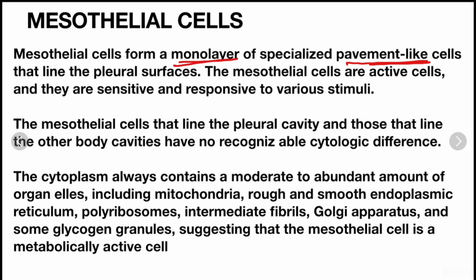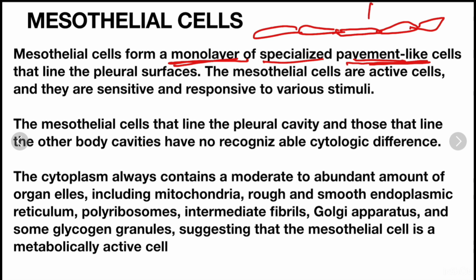So this is always a monolayer of specialized pavement-like cells. The mesothelial cells are active cells and they are sensitive and responsive to various stimuli. So if some stimulus comes, they respond to that stimulus. The mesothelial cells that line the pleural cavity and those that line the other body cavities have no recognizable cytological difference. So they are the same.